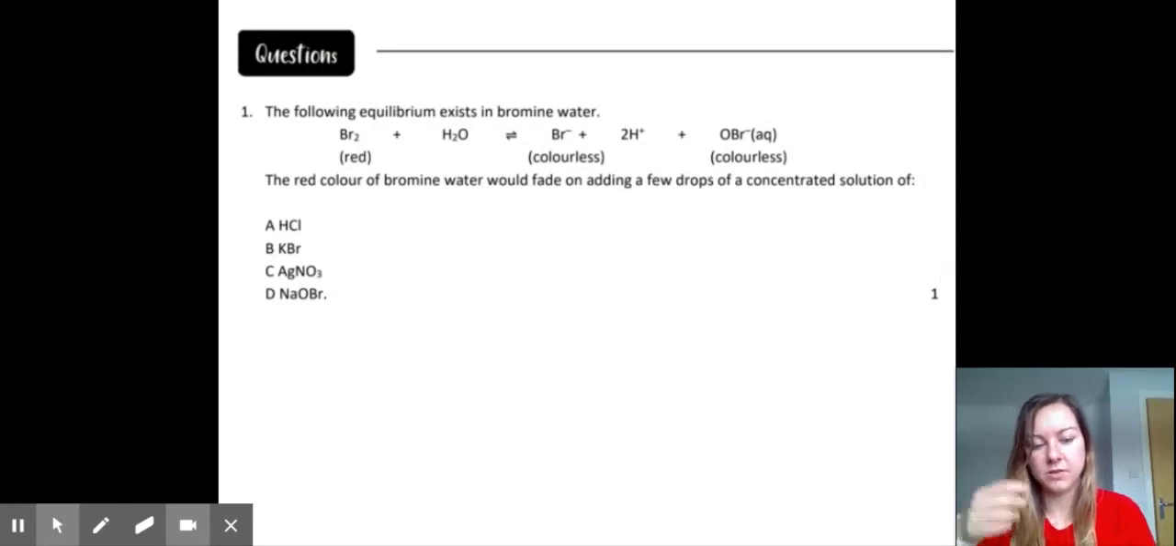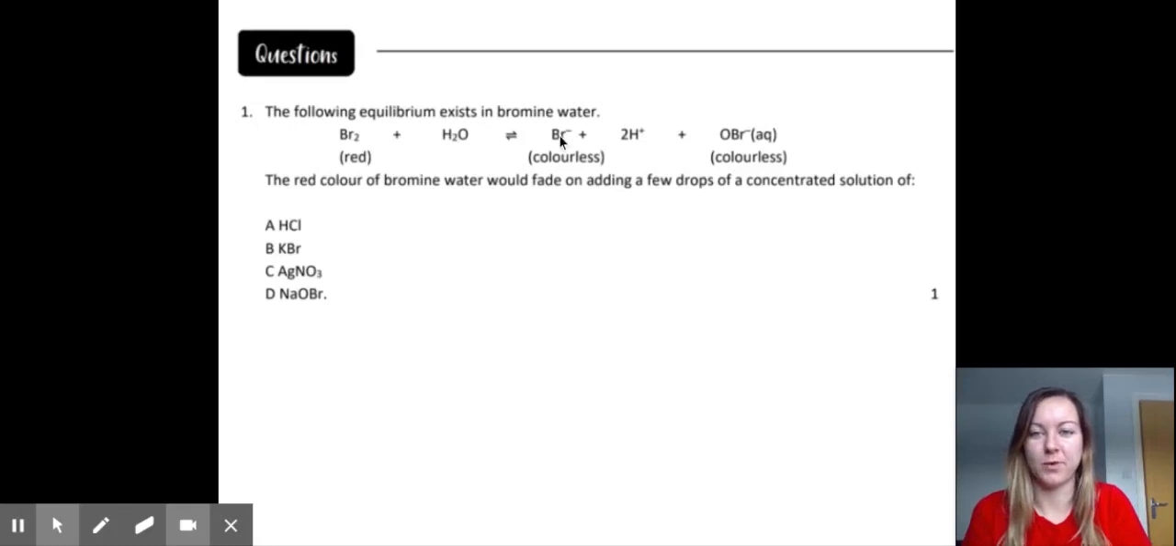Here are some questions. We, as usual, will talk through the question, and then if you want to pause, give the question a wee go, and then unpause, and we'll go through the answers. So question 1, the following equilibrium exists in bromine water. So you have bromine and water, which is a red colour, forming bromide ions, hydrogen ions, and you have OBr negative here as well, which are both colourless. And the question asks, the red colour of the bromine water would fade on adding a few drops of a concentrated solution of, and you have 4 different options.